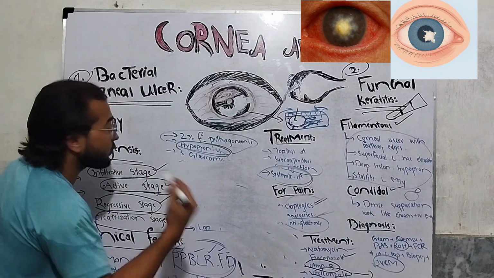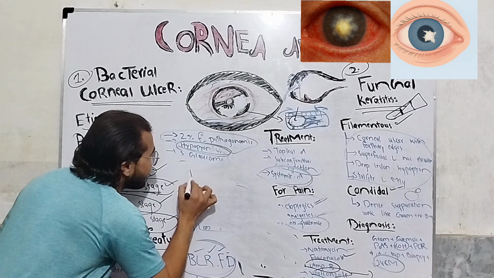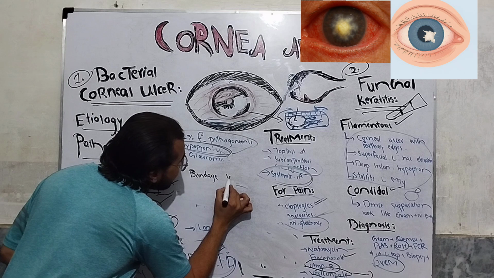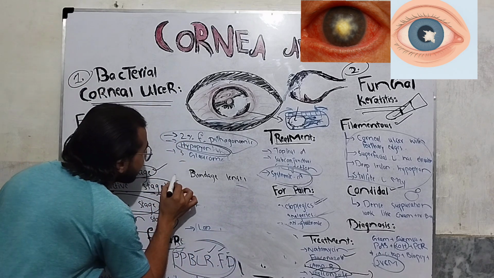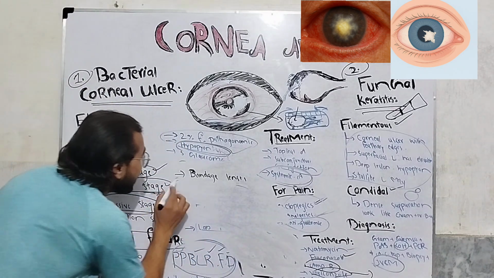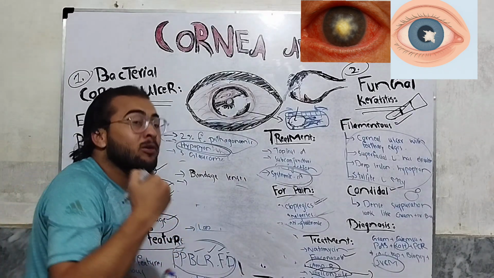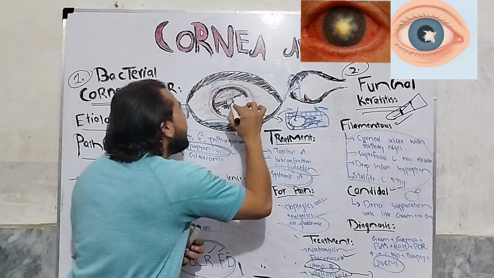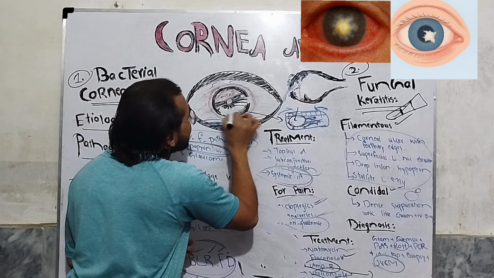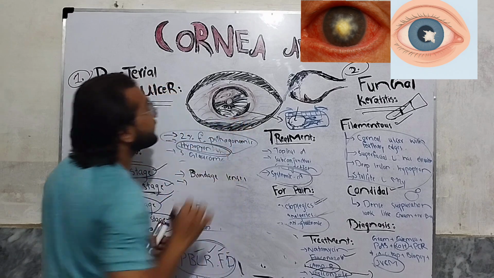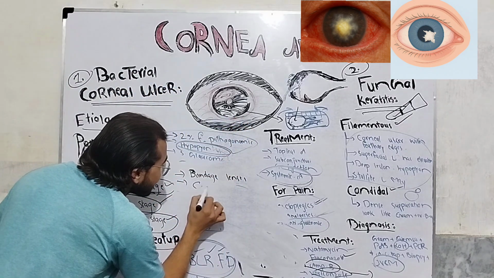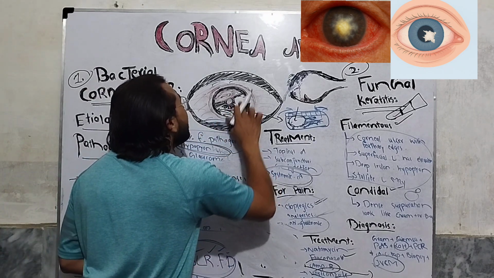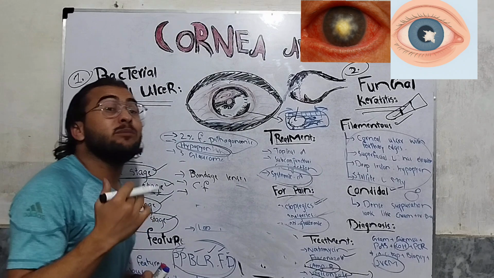We can use bandage contact lenses. Okay, the pressure bandage contact lenses can be used. We can use conjunctival flap transplantation. So we will take the conjunctiva and cover this bare area with the conjunctival flap. We can also cover this bare area with amniotic membrane.